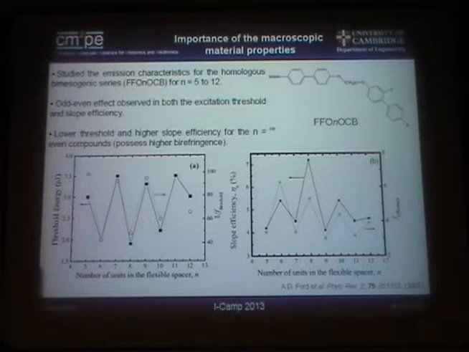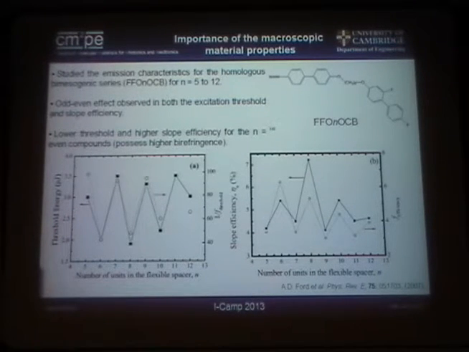The bimesogens we looked at because the previous study was with quite a range of chemical structures, so now we thought, well, we'll just look at the bimesogens because the only change, as Harry said, is the number of units in the flexible spacer, and we know that they show very strong odd-even effects in things such as the phase transition temperatures and the optical properties.